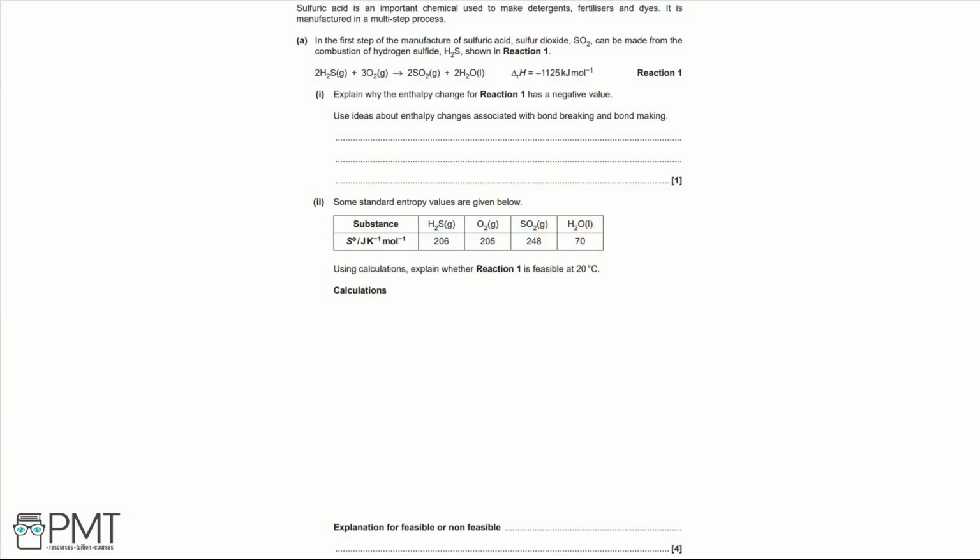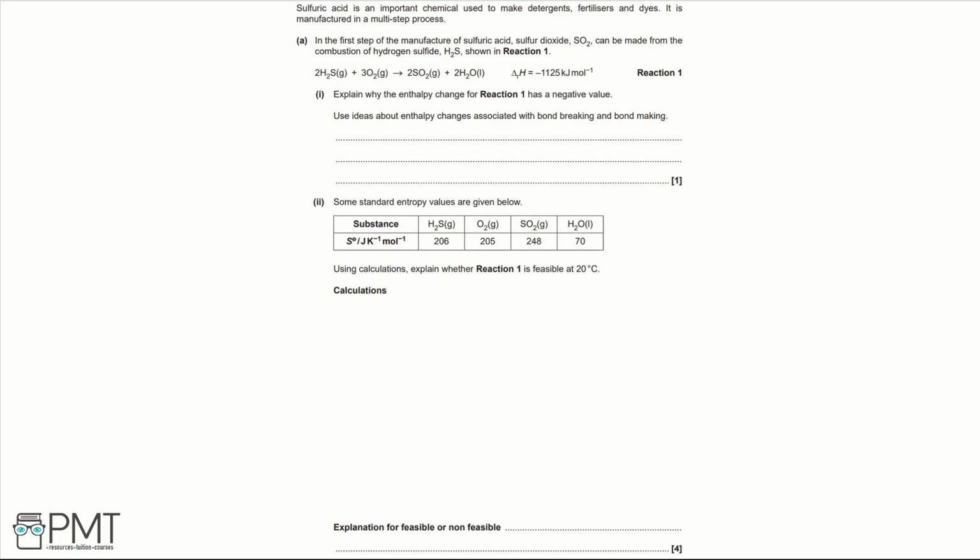Sulfuric acid is an important chemical used to make detergents, fertilizers, and dyes. It is manufactured in a multi-step process. Part A. In the first step of the manufacture of sulfuric acid, sulfur dioxide can be made from the combustion of hydrogen sulfide, shown in reaction 1.